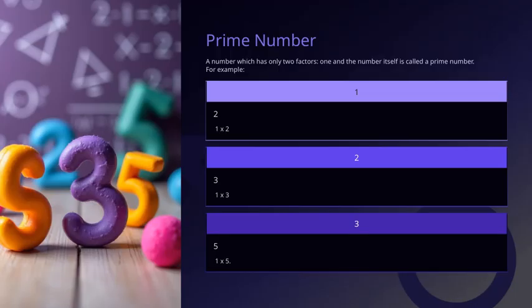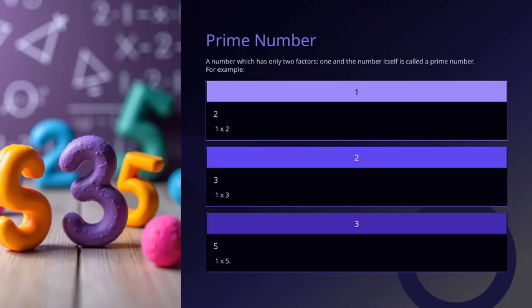All right, let's talk about prime numbers. A prime number is a special kind of number that has only 2 factors, 1 and itself. This means it can't be divided evenly by any other numbers. For example, take the number 2. Its only factors are 1 and 2, so it's a prime number. Similarly, 3 is only divisible by 1 and 3, making it prime as well. The number 5 follows the same pattern, being divisible only by 1 and 5.